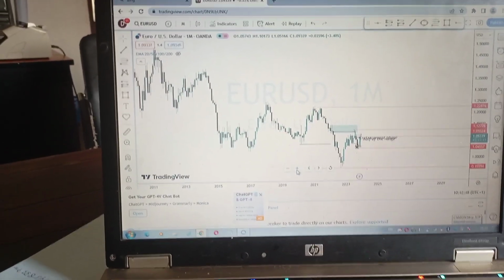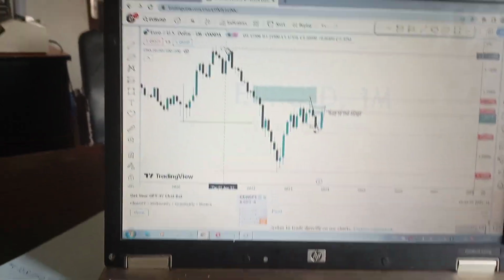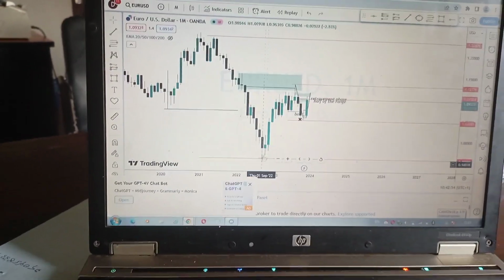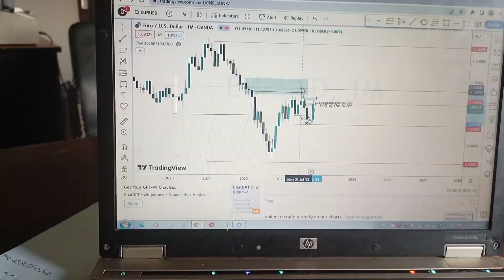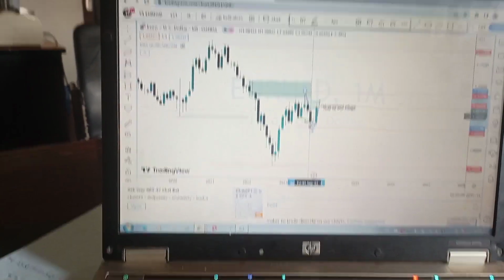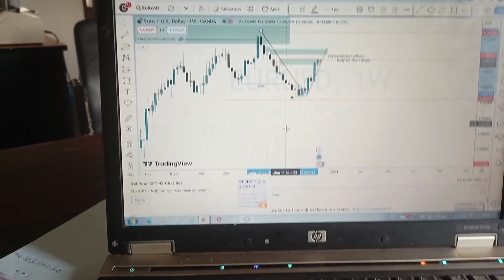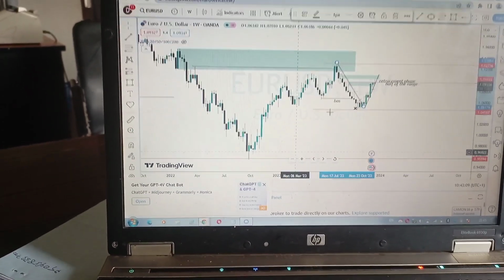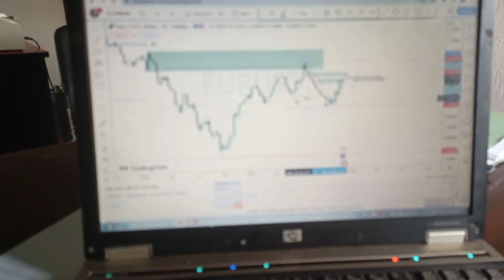From the monthly time frame, price is bearish. If you check, this is the range of the monthly, and price is currently at the 50% of the range. As price broke the 50% and broke a major structure, it means price is about to go down. We have a break of structure here. This movement was a break of structure.